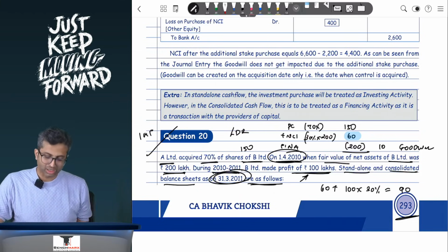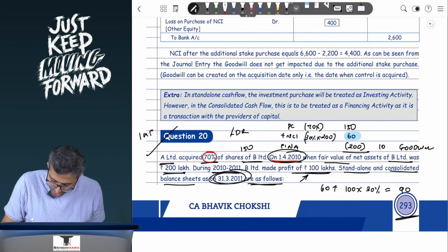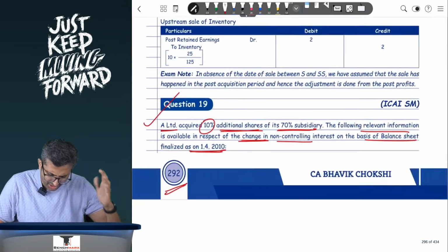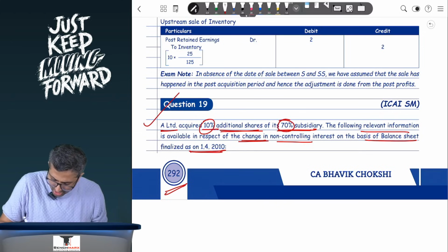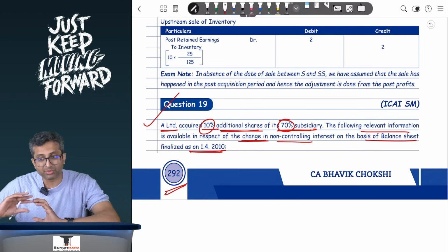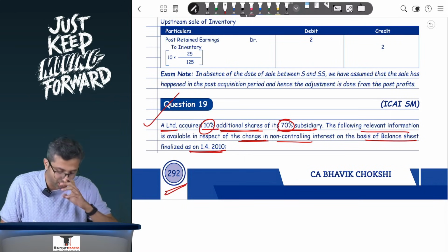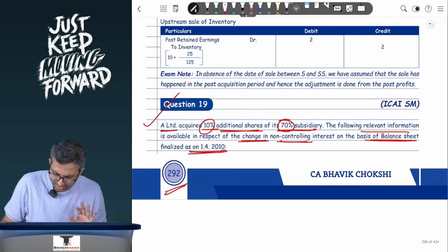So if we look at a stake acquisition question, let us say A acquired 10% of the additional shares of its 70% subsidiary. So it is already 70%, so this is after control is acquired. The earlier question had control. In respect of change in N.C.I. on the basis of balance sheet as on 1st April 2010.